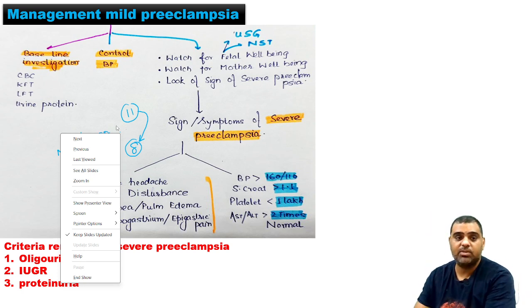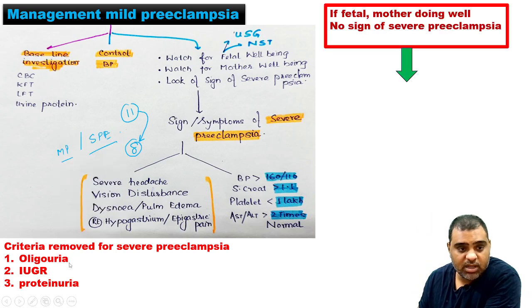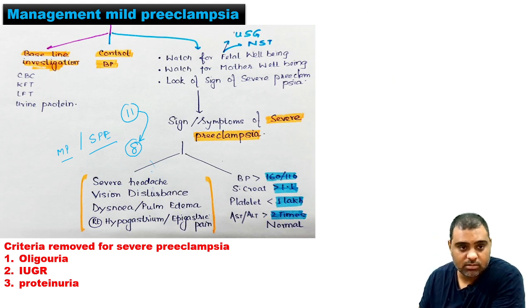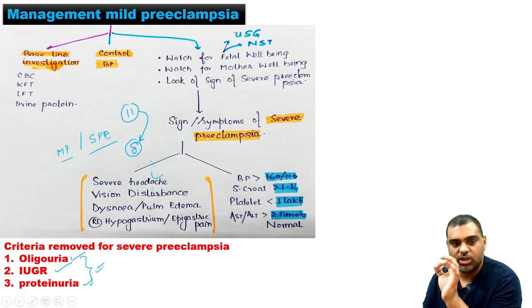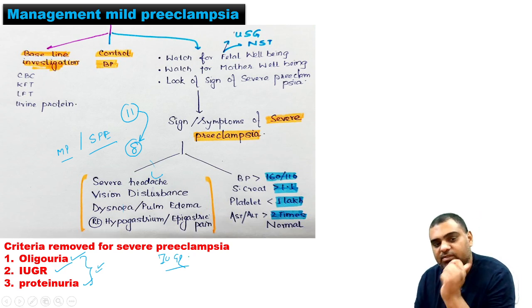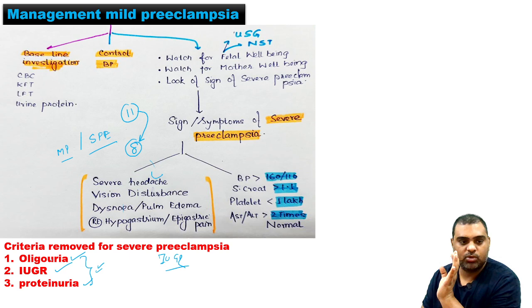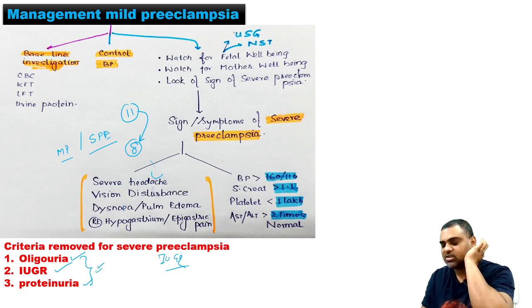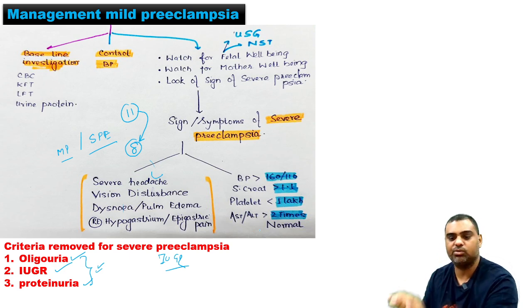And what are those points that have been removed? Oliguria, IUGR, and proteinuria. Earlier, if there was oliguria or proteinuria or the baby was IUGR, we used to consider that mild preeclampsia case as severe preeclampsia, but now that has been removed. So this can be an MCQ. Which of the following is not an indicator to differentiate mild preeclampsia from severe preeclampsia? So the answer will be IUGR, oliguria, and proteinuria.